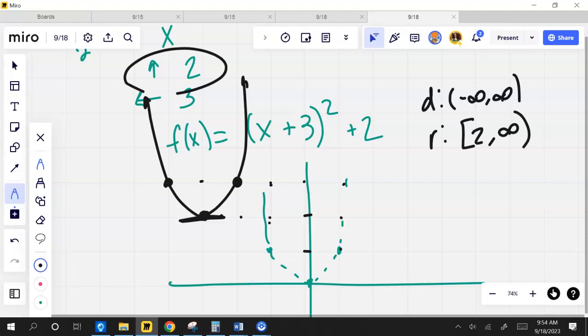Yes, no, maybe so? 21. No stretch or shrink here. This is just slides. Just up 2, left 3. That's it.